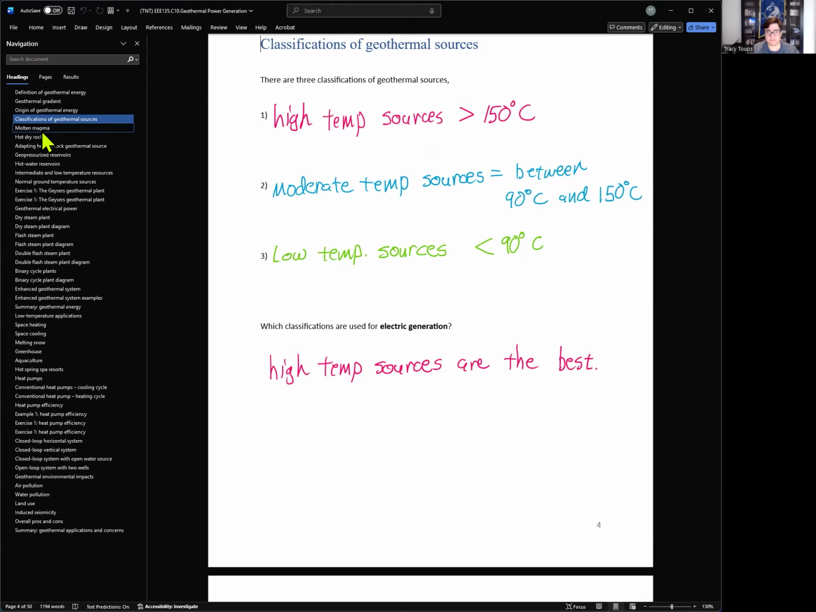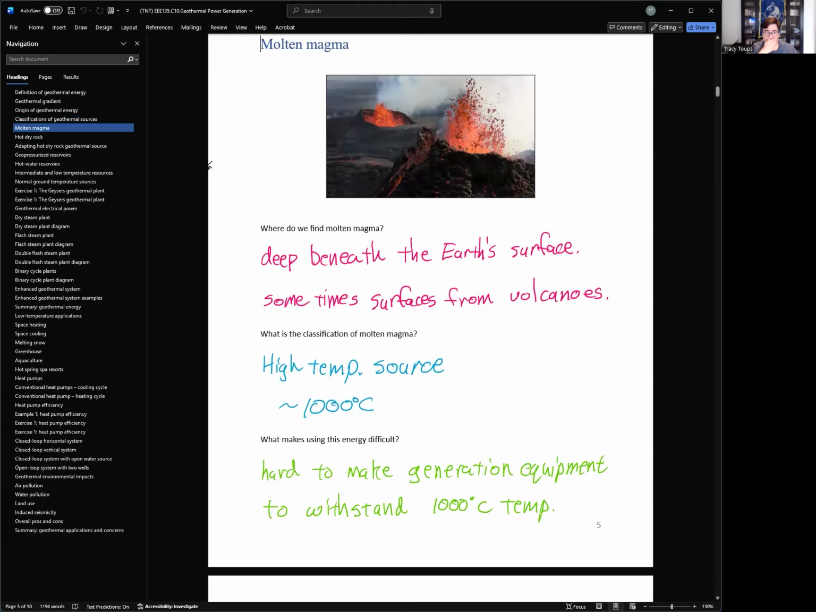Okay. So three classifications. Now, the question is what material are we going to look at that we consider a geothermal source? The first one, probably the most ancient one that we've seen, is molten magma. We know that molten magma is found deep beneath the Earth's surface. This is literally rocks and metal that got so hot that it melts down into liquid form. Okay. Sometimes you'll see it on the surface in terms of volcanoes.